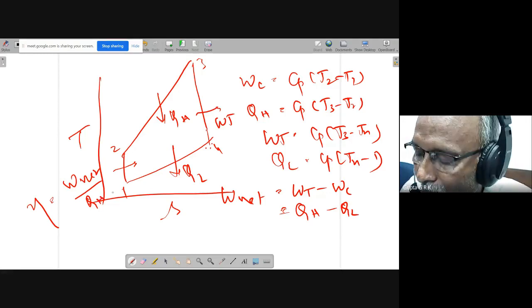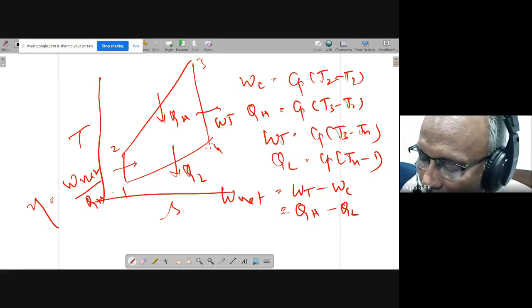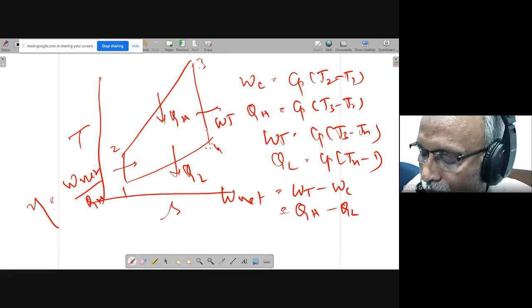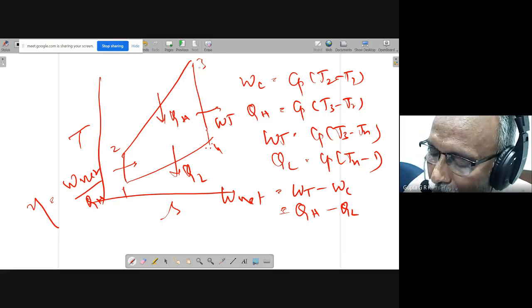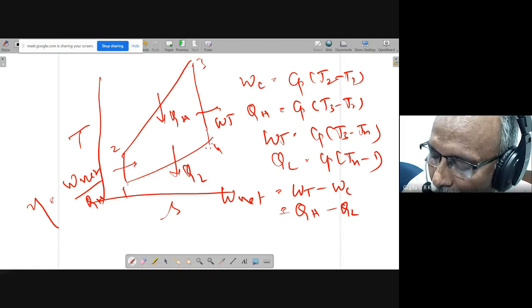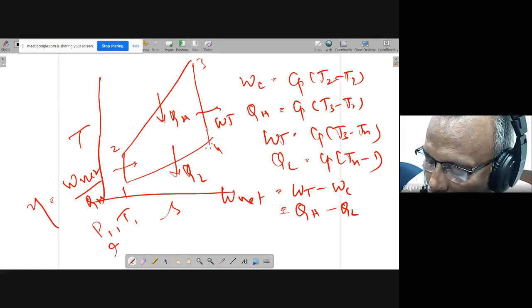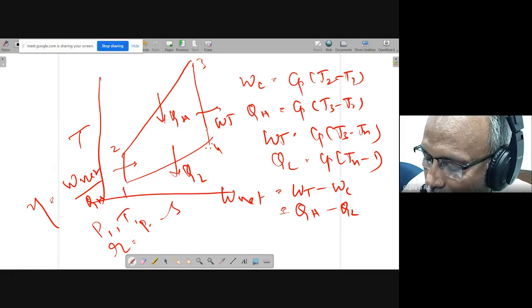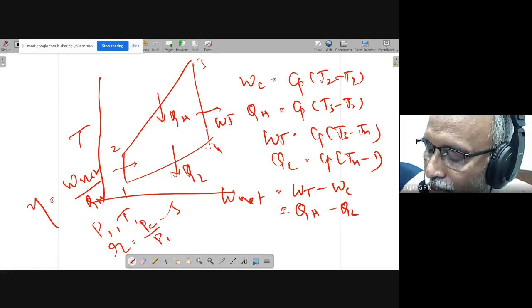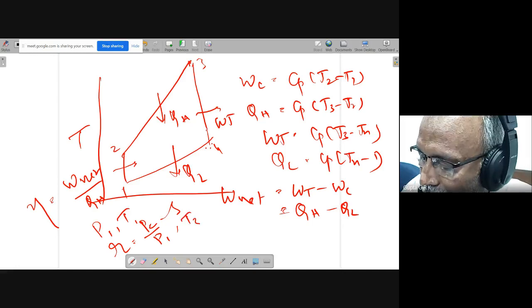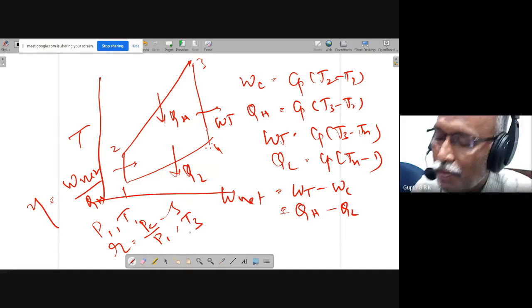So what my main intention is, I have to get T1, T2, T3, T4. Okay. So when you solve the problem, mainly you will be given P1 and T1. These are the inlet conditions. You will be given the pressure ratio, which is r, P2 by P1. And you will be given the metallurgical limit, T3. Okay, these are the things that will be given.